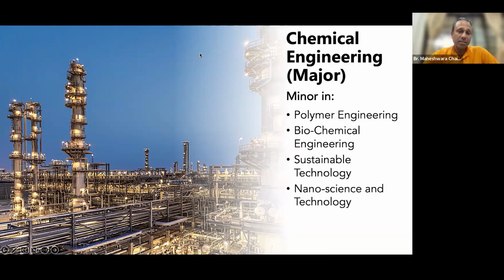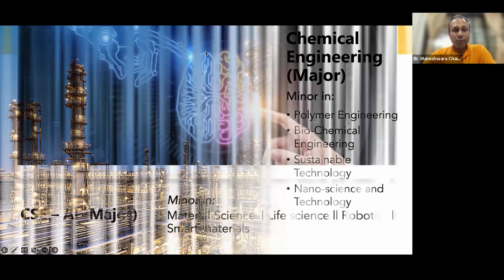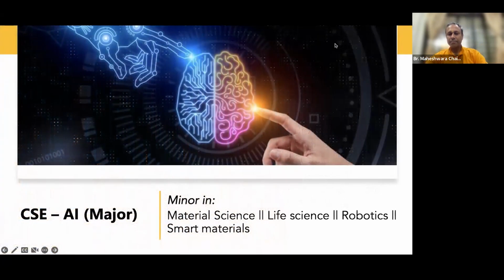Because you see the climate change, the temperature in Europe, the way in which the weather is responding, the nature is responding now. So sustainable development is very important in the coming years. Now, finally, CSE AI. You just think, see, CSE AI is major and minor in just the opposite thing: material science, life science, robotics and smart materials. So this is how we have crafted different major degrees and different minor degrees.